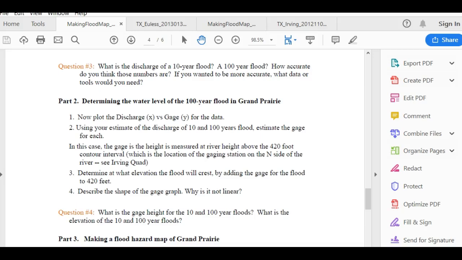Alright guys, so now I'm going to explain part 2 that'll get us one step closer to figuring out where you should purchase a home. Now I'm going to determine how high the water goes when it floods in the Grand Prairie on a 100-year flood zone. To do that, I'm going to create a graph, and I'm going to compare the discharge as the x-axis to the gauge as the y. We've already done this before, so it's pretty easy.